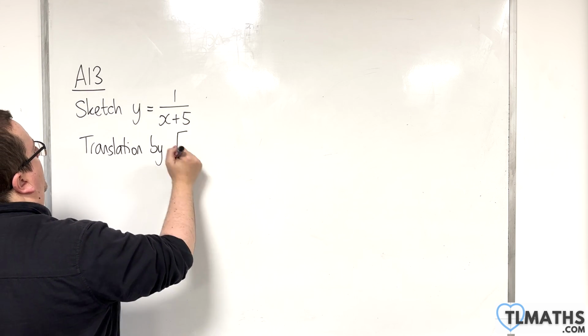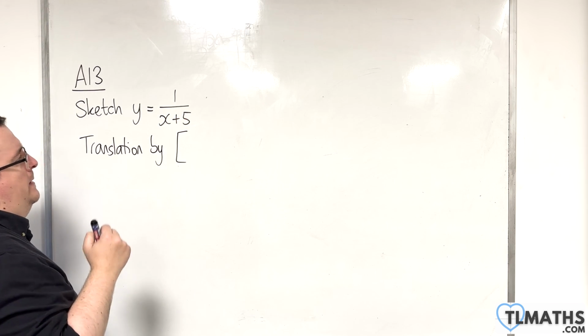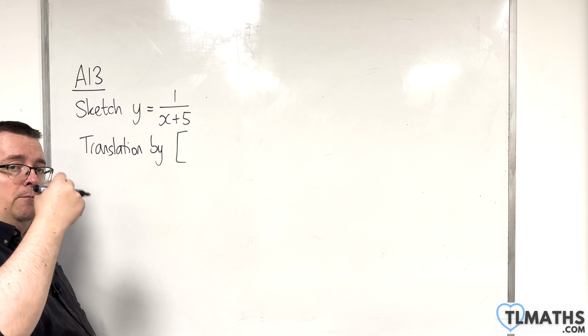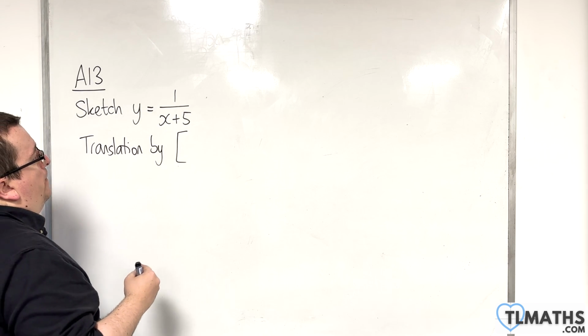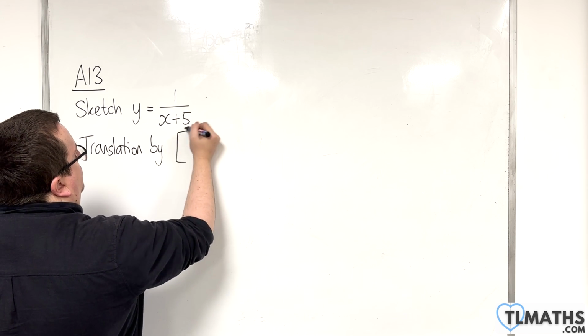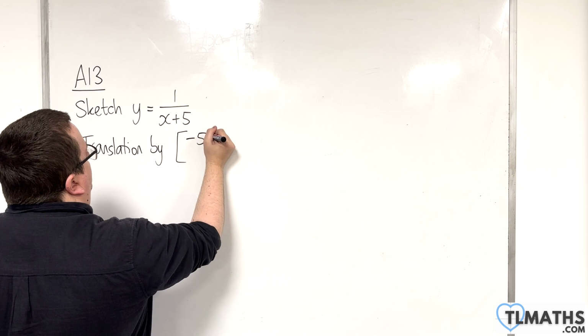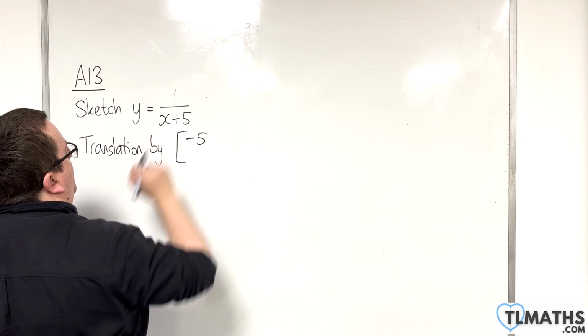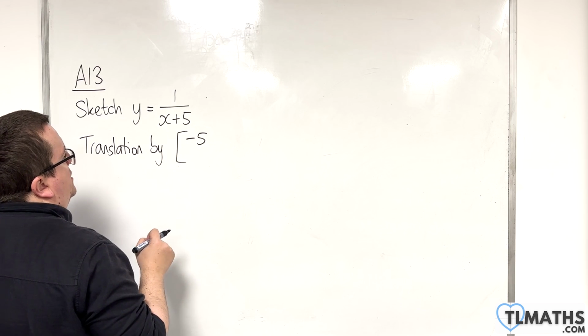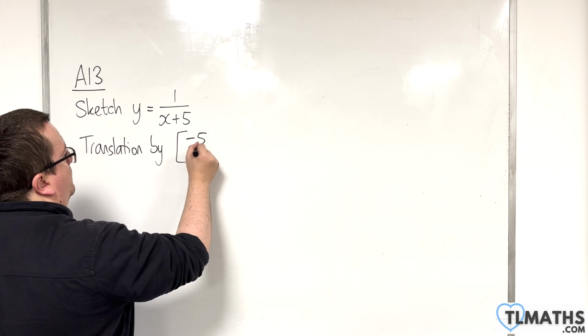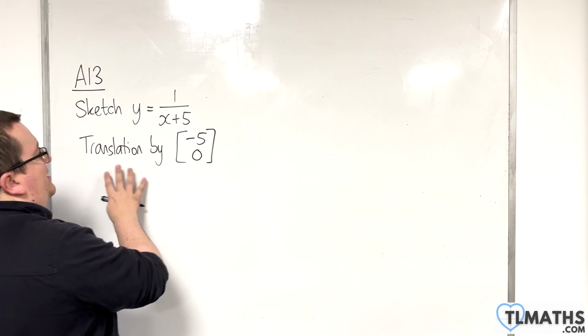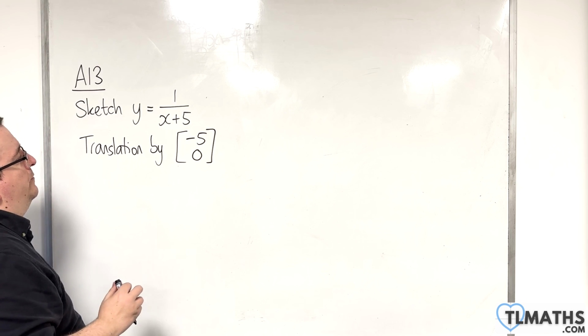Because it's inside the bracket, that means that it is moving in the horizontal direction, and it's the opposite to what you expect, so that's negative 5. On the outside, we're not adding anything or subtracting anything, so we're not moving vertically, and so that is a translation by the vector minus 5, 0.